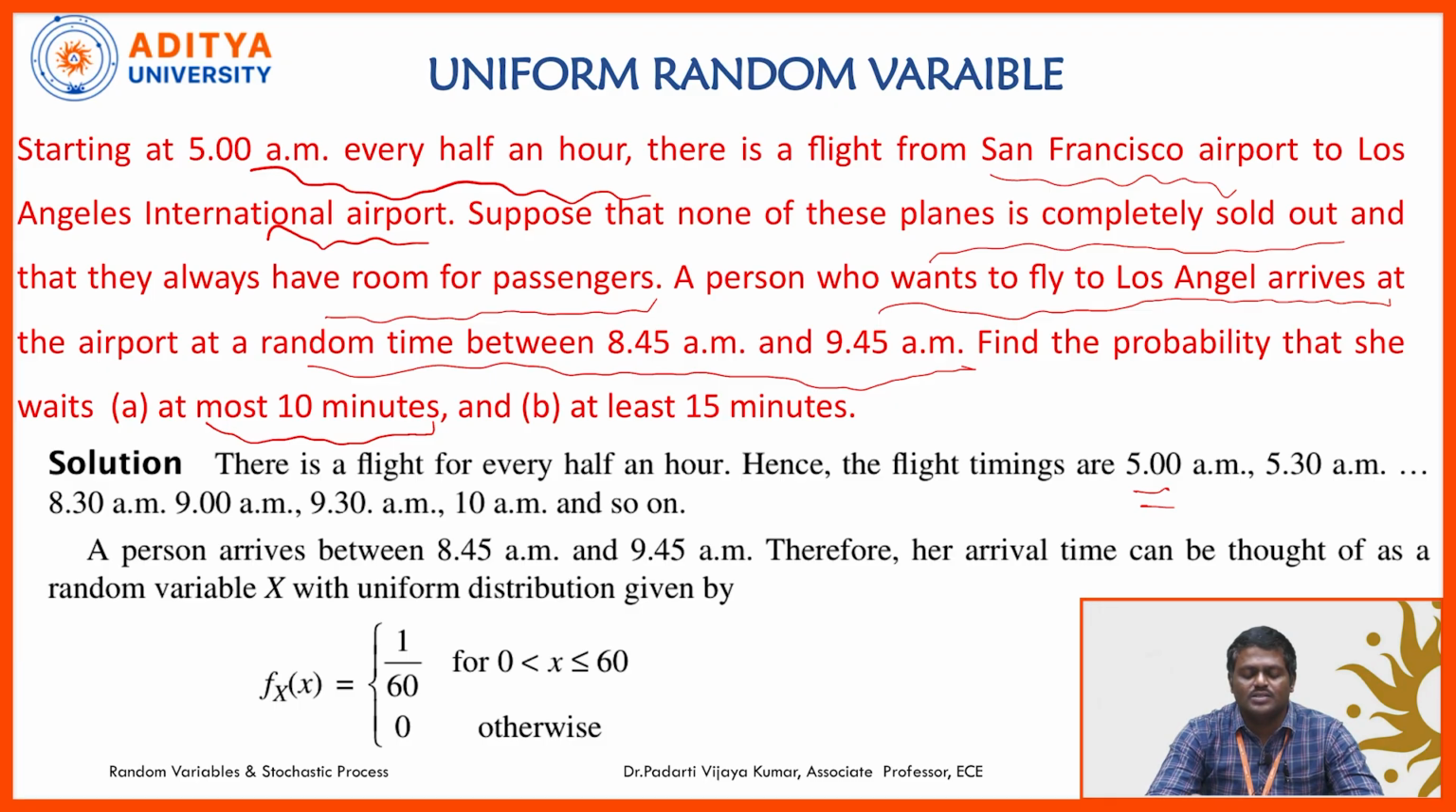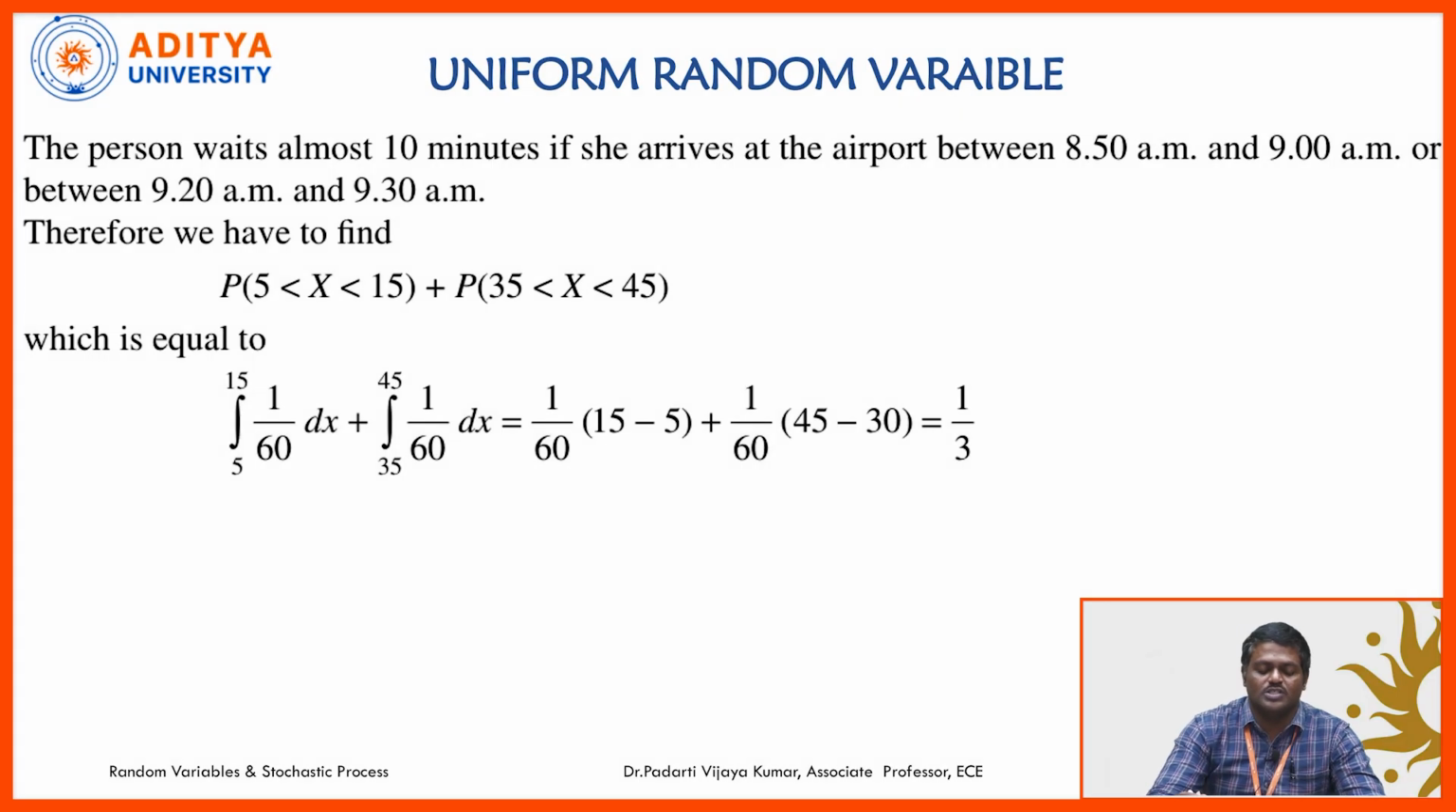Now a person arrives over the time interval 8:45 to 9:45. What is the probability that he will wait for at most 10 minutes when he arrives over the time interval 8:45 to 9:45? So before going to the actual problem, we need to write the uniform distribution function. For every half an hour, let us take 0 to 60, the density function is defined.